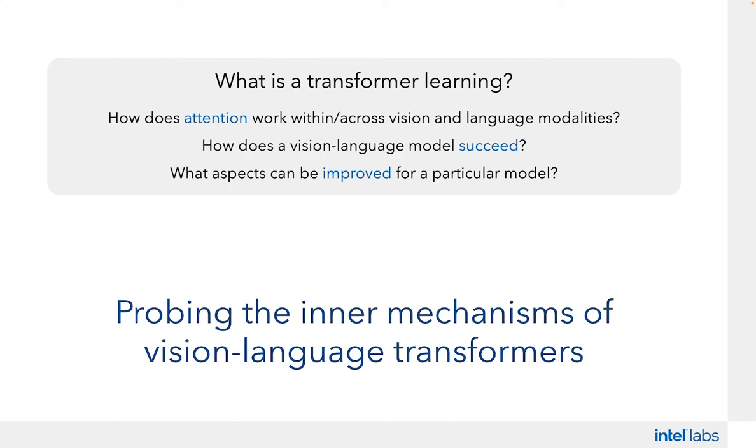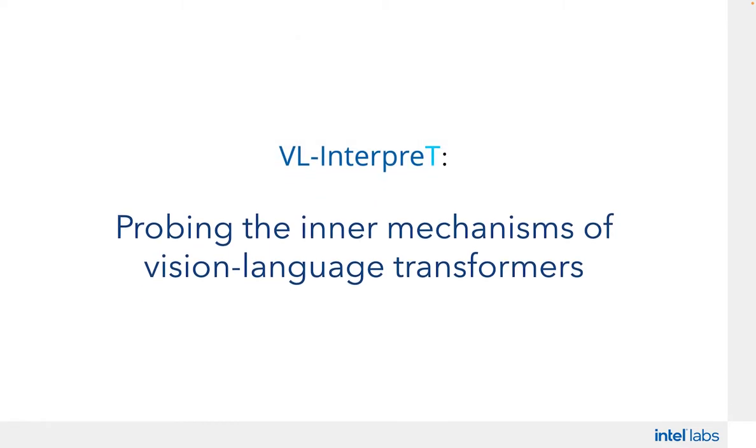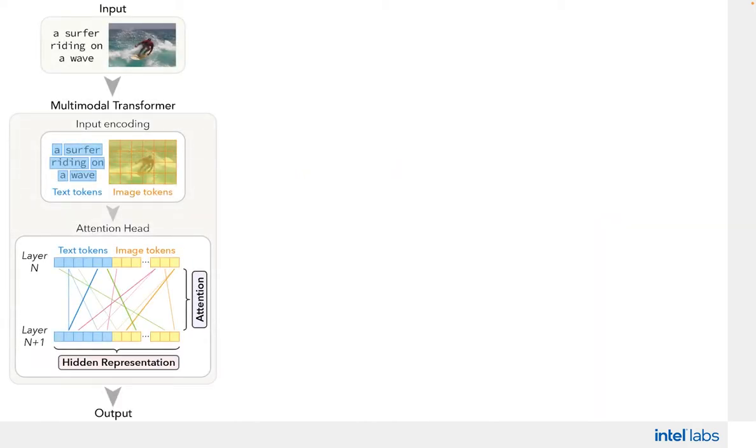Although such tools have become available for transformer-based NLP models, vision and vision language transformers remain largely opaque models. Here, we developed VL Interpret to provide a single interactive system to interpret vision language transformers, which I will show you now. Here's a diagram for the workflow of our tool.